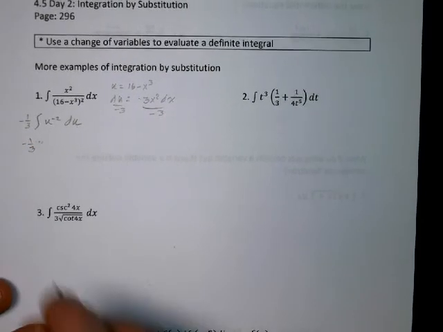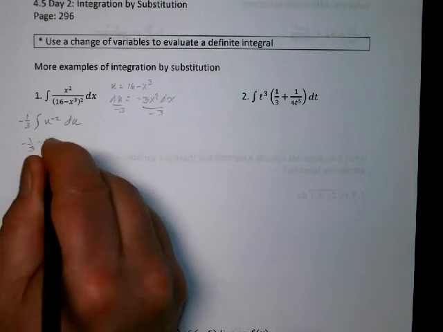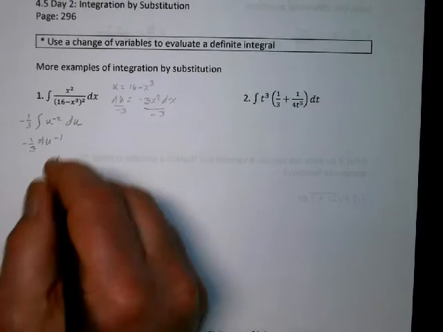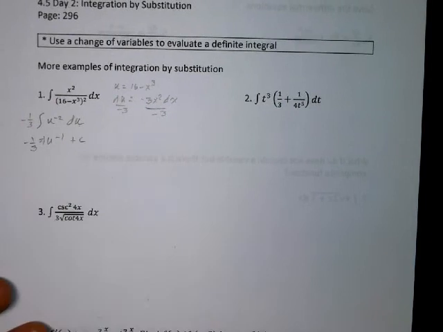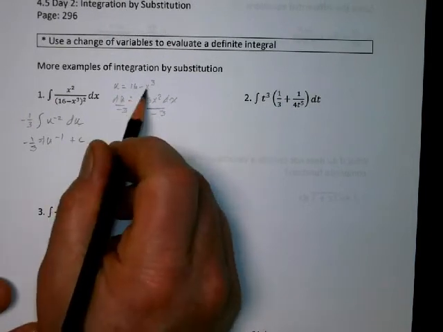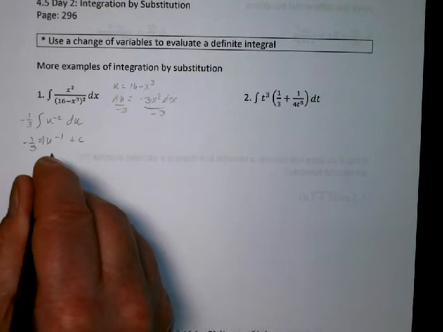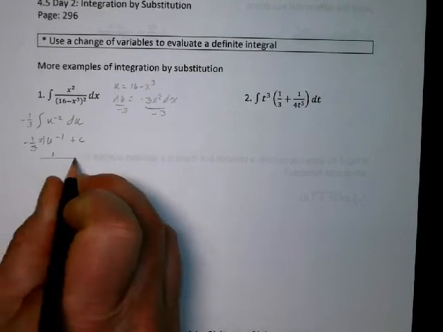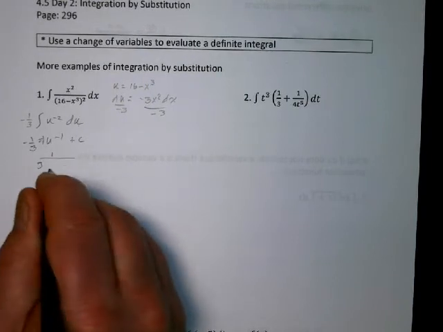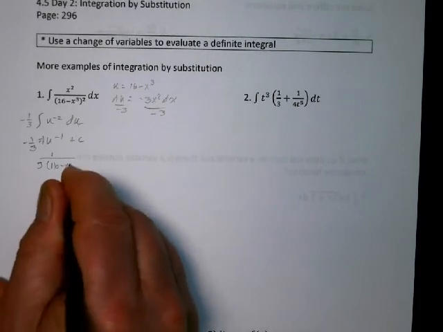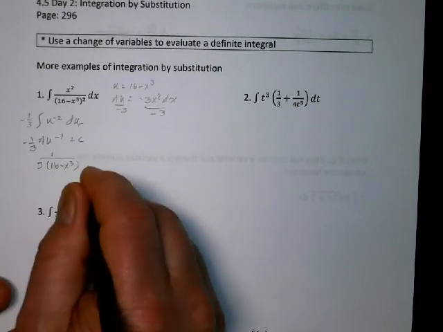So I have negative 1/3 times u to negative first times negative 1 plus c. Now I take the 16 minus x cubed and I put it into that u right there. So what I end up with is 1 divided by 3 times 16 minus x cubed plus c.